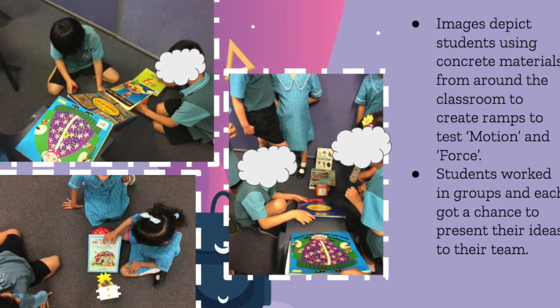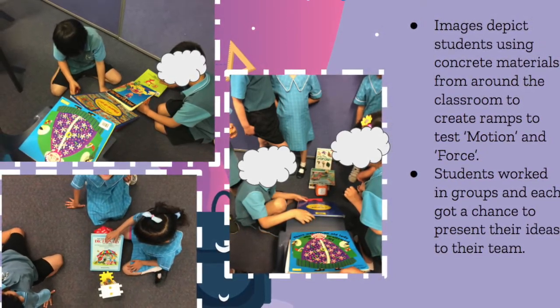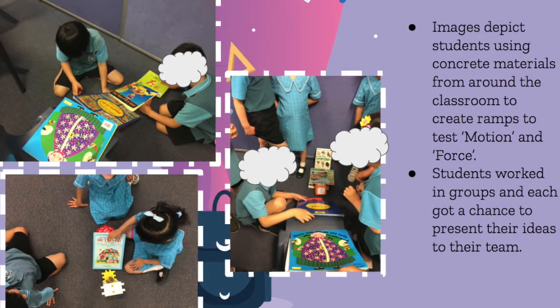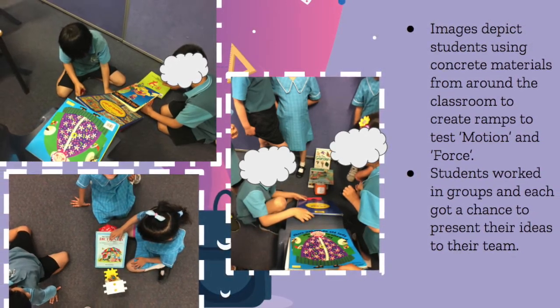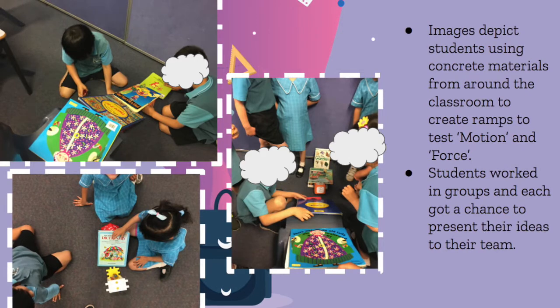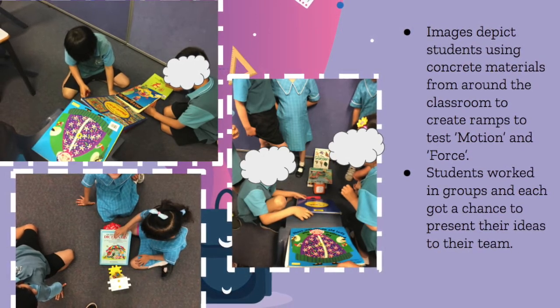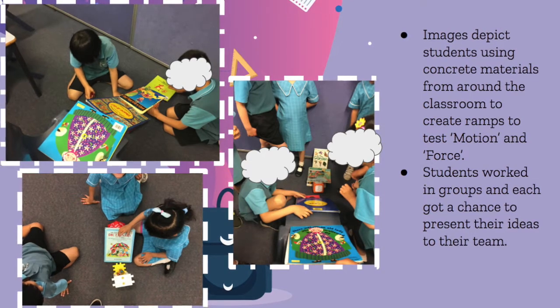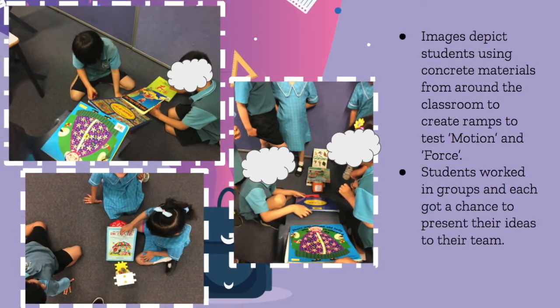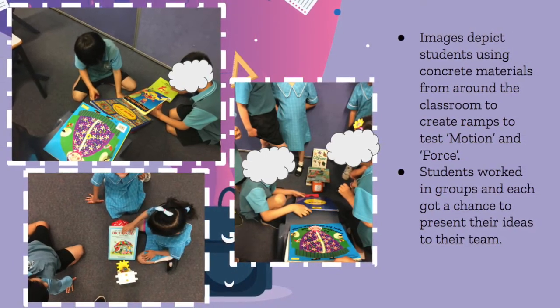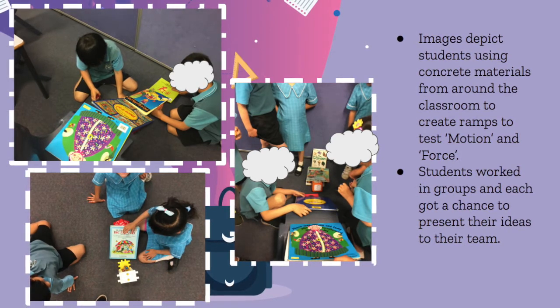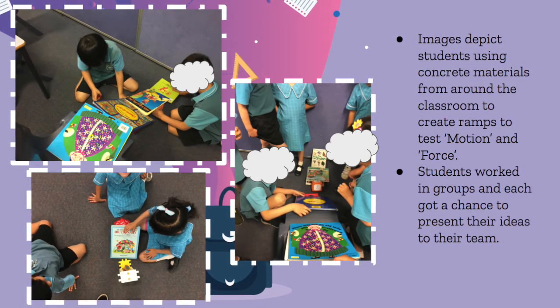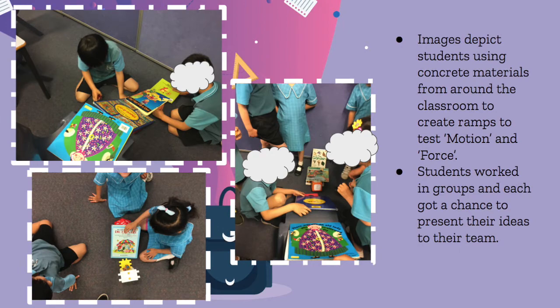Students worked in groups and each got a chance to present their ideas to their team. Once they presented their ideas, students were able to decide which ramp would work the best with their toy car. They would then present to the class and explained their ideas. This showed student understanding of the activity and gave students a chance to work on their public speaking regarding scientific concepts.